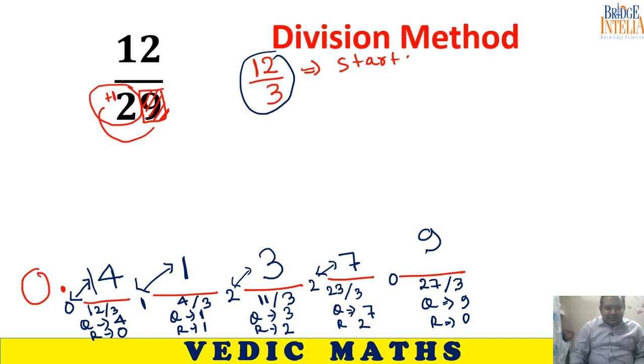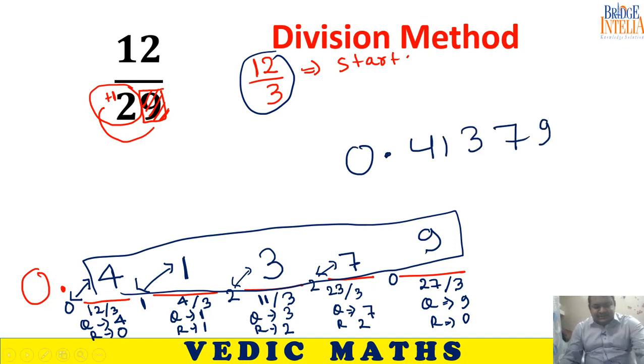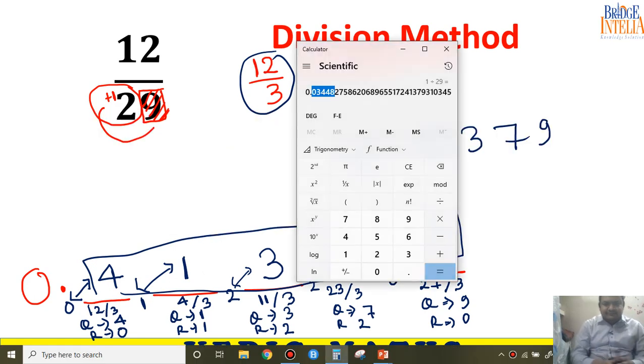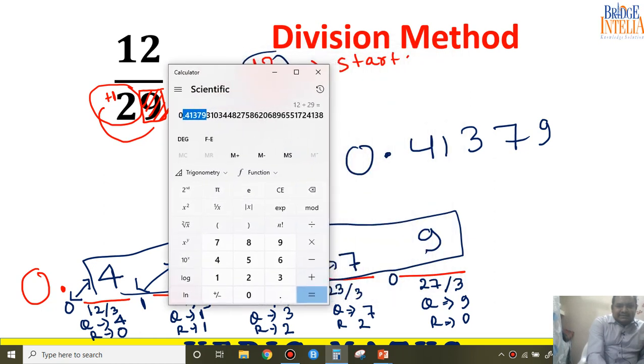So final answer, remove whatever is written before the blank space. So final answer is 0.41379. Let us see what answer the calculator gives. So question is 12 divided by 29. So 0.41379. Let us see if our answer and the calculator's answer match. So yes, both the answers match.